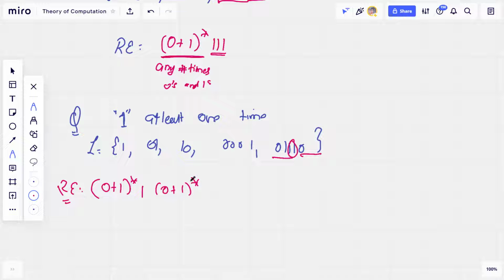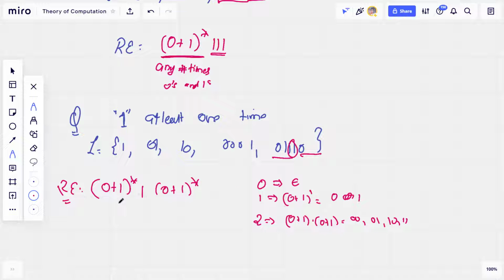When I simply write (0+1)*, it actually means any number of times 0 and 1 can come. Why? Because if I put 0 as the power, it means it will be epsilon. If I put the power 1, it actually means (0+1)^1. What is it? It's actually either 0 or 1, right? When I write 2, it is actually (0+1)(0+1), which is 00, 01, 10, or 11.